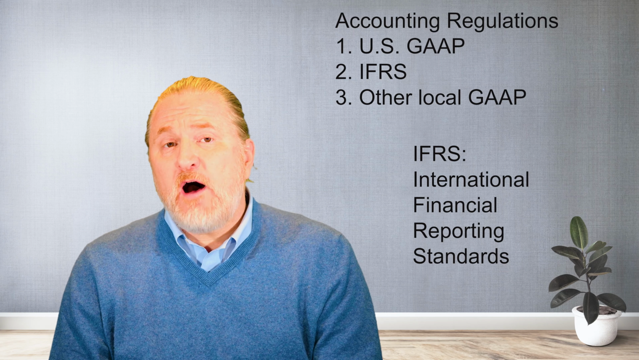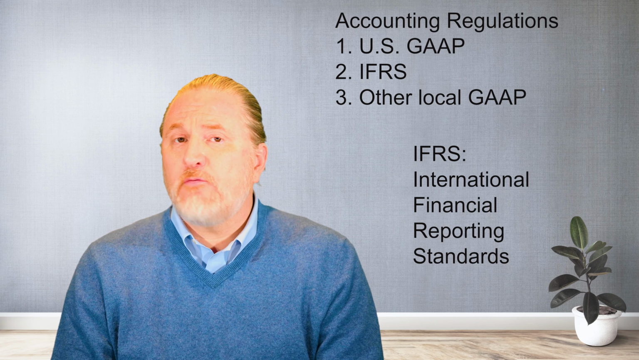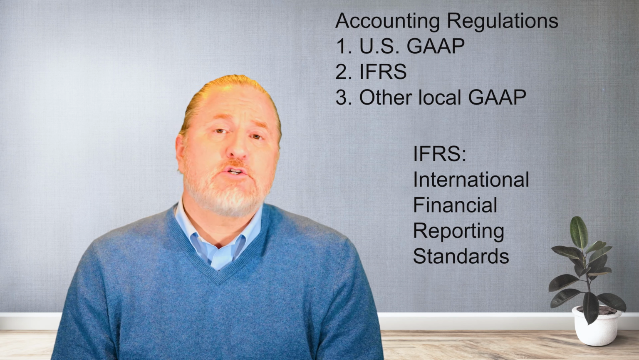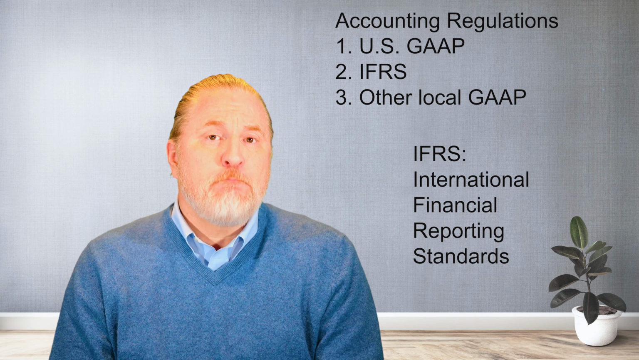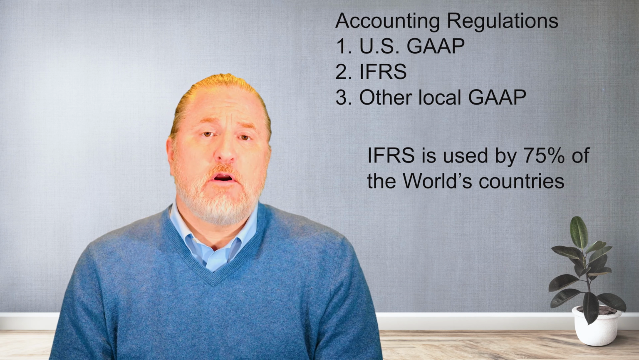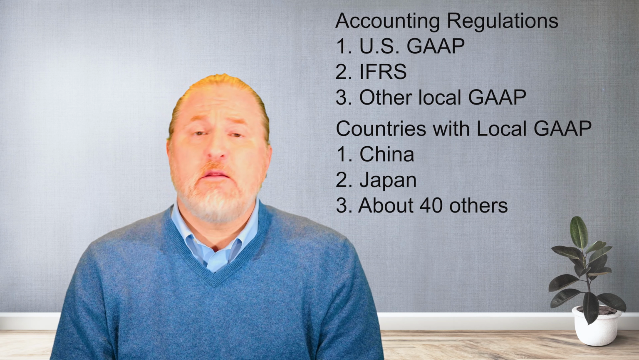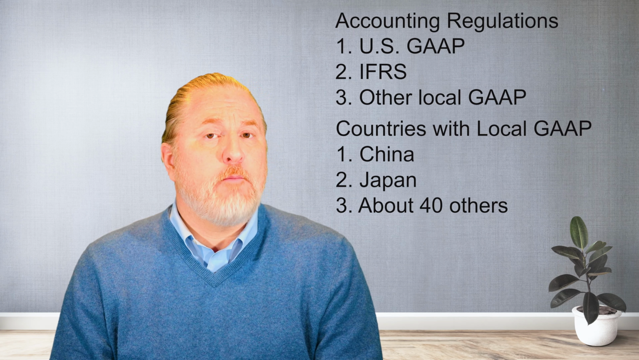In 2005, the European Union and all of its members adopted a set of rules called IFRS, which stands for International Financial Reporting Standards. More than 150 of the world's nearly 200 countries have adopted IFRS. About 40 other countries, including both China and Japan, each have their own unique local GAAP.